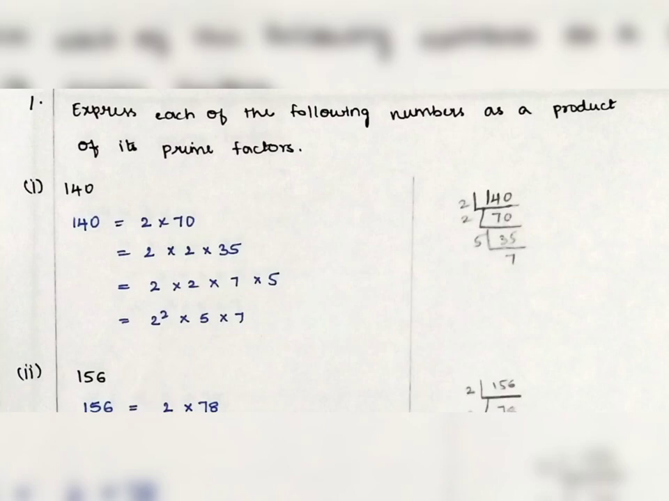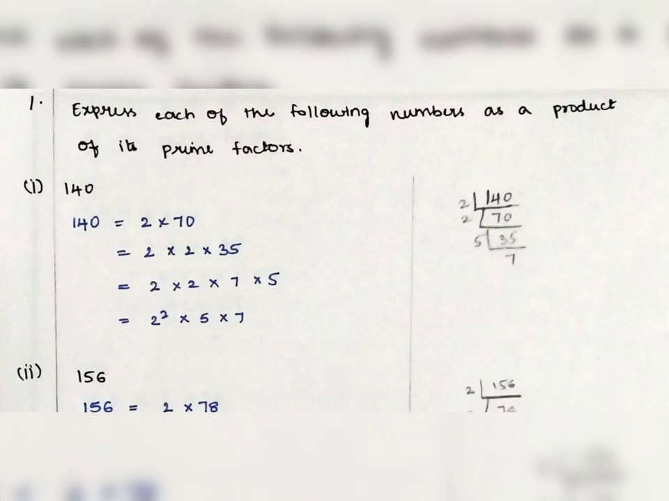On the right side I have given how to express it. 2 into 70, and 70 can be expressed as 2 into 35, and 35 can be expressed as 7 into 5. So the prime factors are 2 square into 5 into 7.